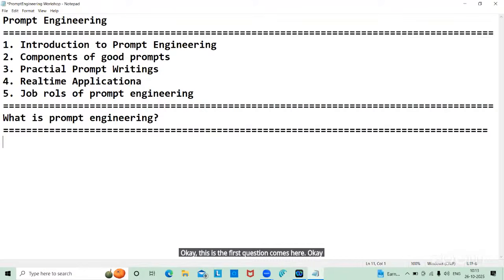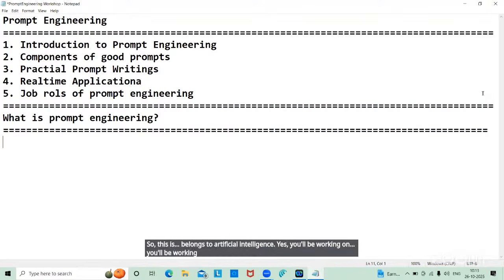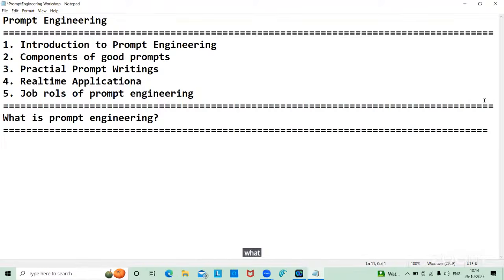This belongs to artificial intelligence. What will a prompt engineer work on? A prompt engineer will work on AI, artificial intelligence.